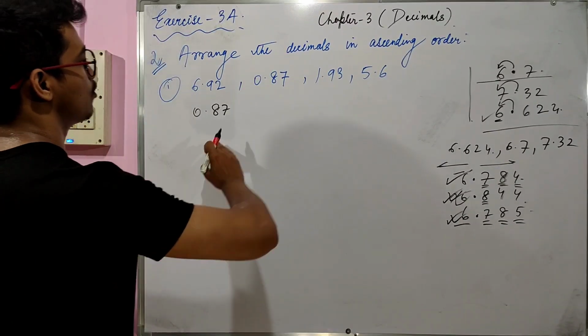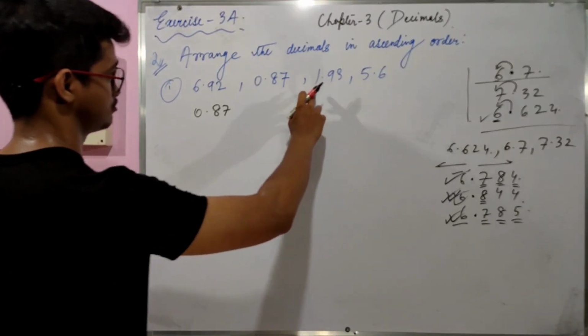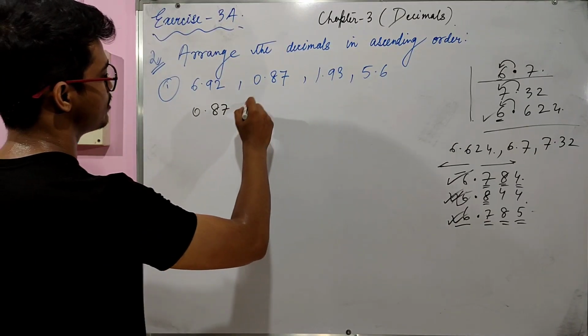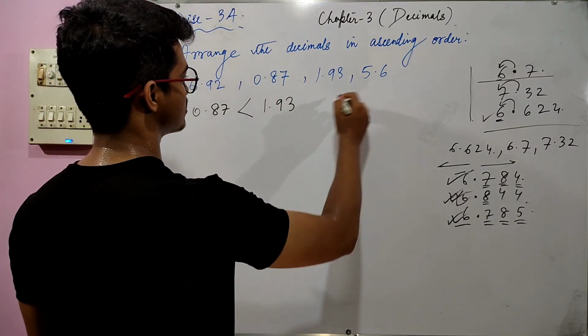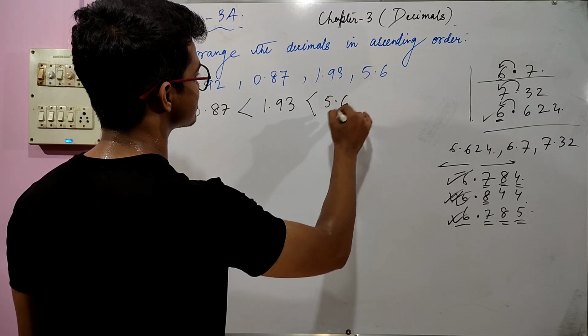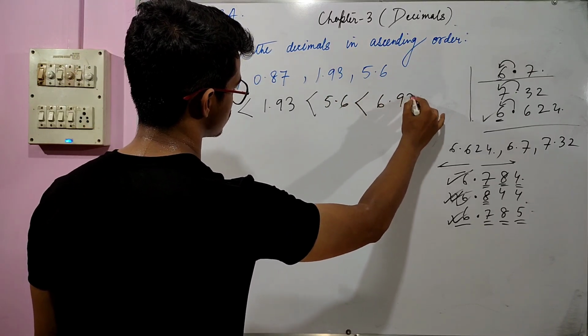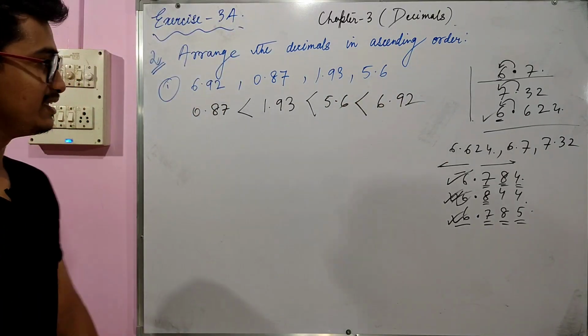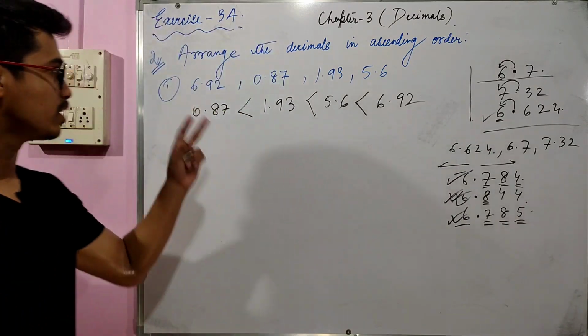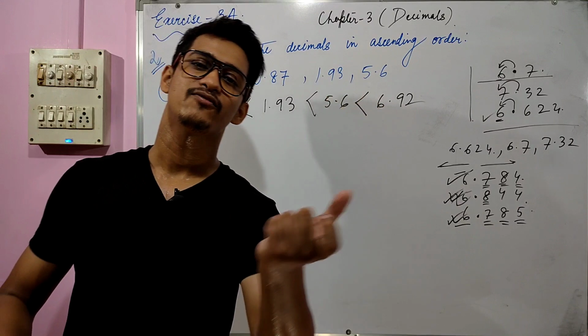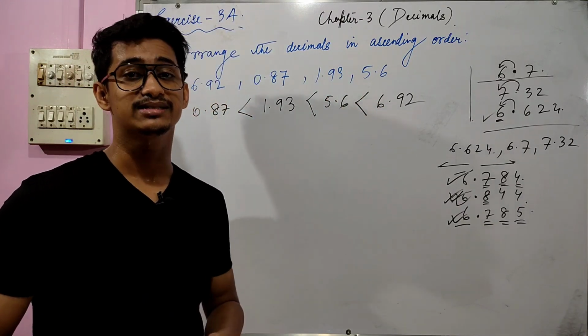So after that, what is that number? That is 1. So simply we will write 1.93. So after that, what is the number? That is 5. So 5.6, and last but not the least, that is 6.92. Easy. I think in that case we don't need to go towards the right hand side because the left hand sides will be much more distinct for us.